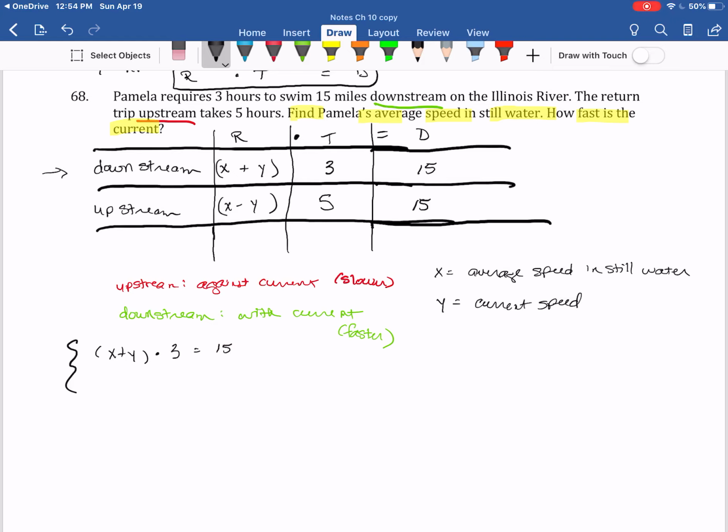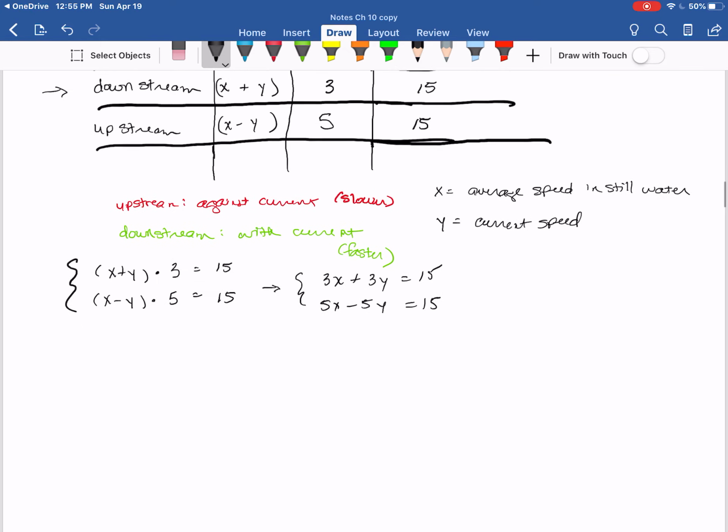And then the other line, upstream, that rate, times the time to go upstream, it should take longer, right, because you're going slower, is also equal to 15 miles. And that's your initial system. And we are going to simplify this just a little bit. I'm going to write that as 3x plus 3y equals 15, and 5x minus 5y equals 15, right? It's distributed those constants.